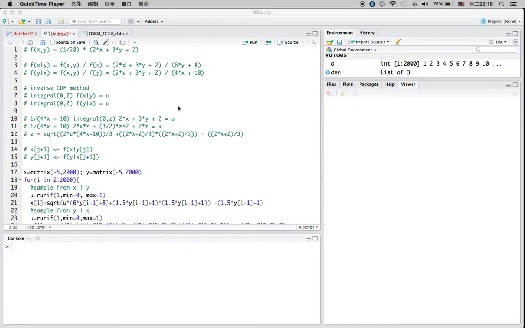Hi, today I want to talk about another MCMC algorithm, which is Gibbs sampling. Previously, in terms of random sampling, I talked about how to generate a random uniform distribution by using the linear congruential method, and then I also talked about the inverse CDF method, as well as acceptance-rejection sampling. So far, we have covered how to generate random numbers, as well as how to sample from a univariate distribution.